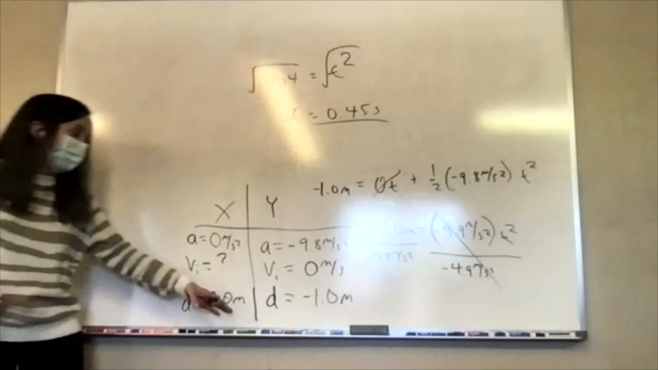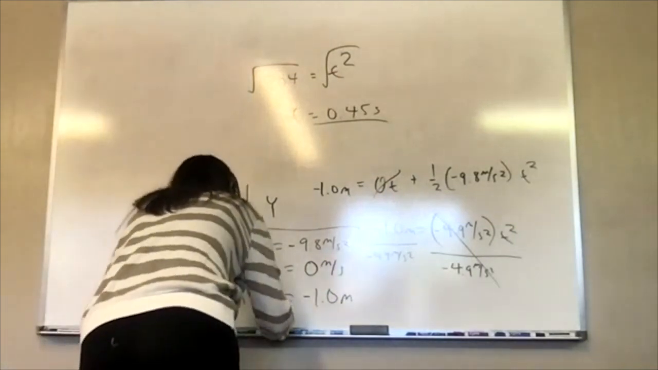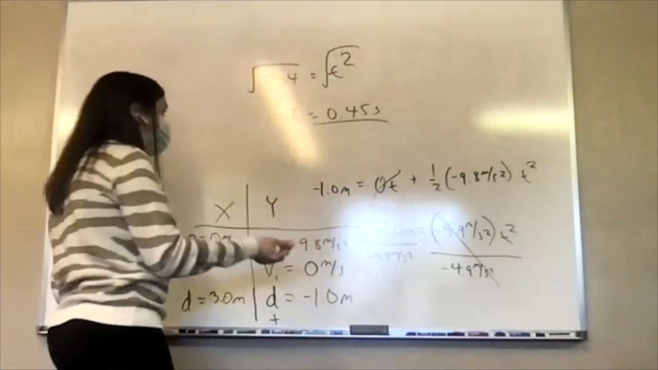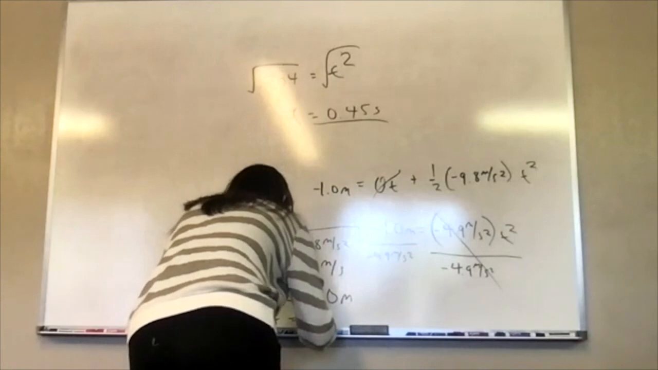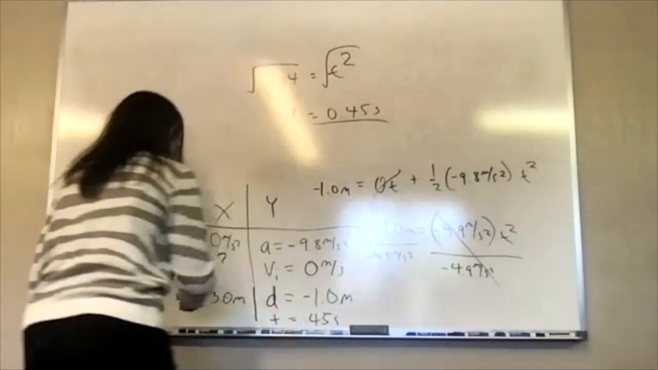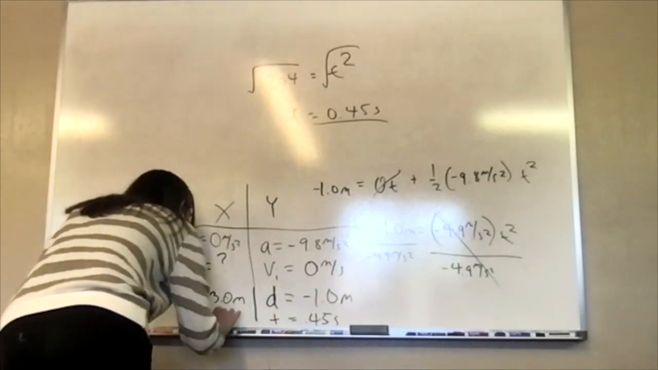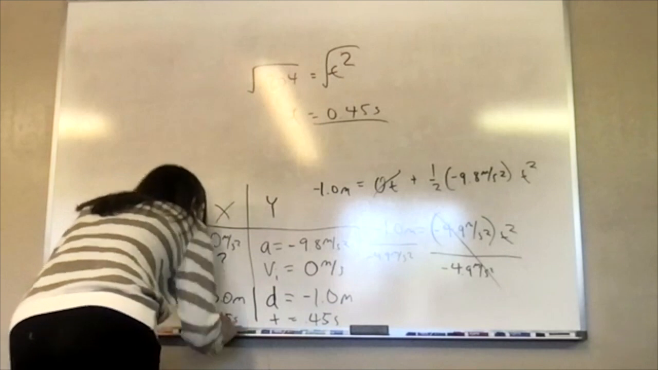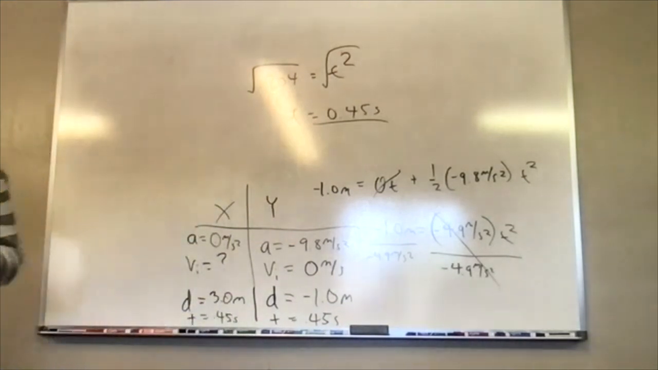That's true for both dimensions. So we could put time in for the y and for the x. So it traveled vertically for 0.45 seconds and horizontally for 0.45 seconds. So that's the answer for A. How long was it in the air for? 0.45 seconds.